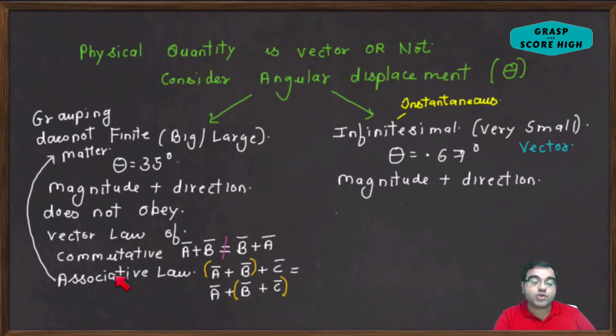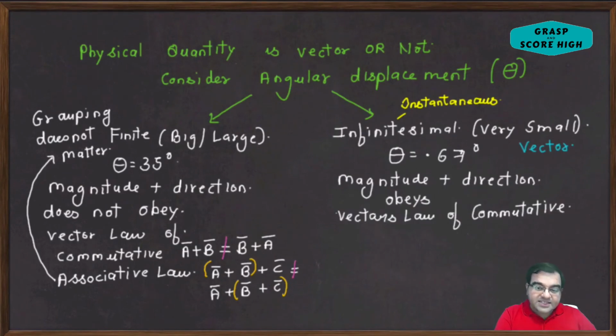This is called the associative law. But a finite or large value of angular displacement does not obey the associative law. Therefore, I am not going to put an equal-to sign. I am going to put a not-equal-to sign. So finite angular displacement is not a vector in the real sense because it is not obeying the commutative law and the associative law. Let us take up an infinitesimal or a very small vector.